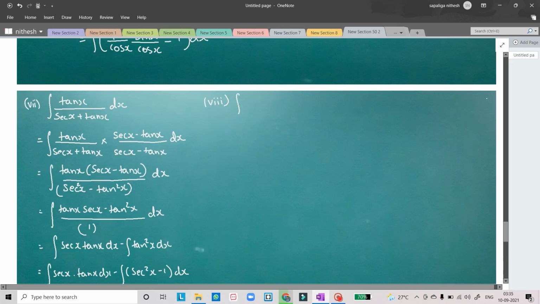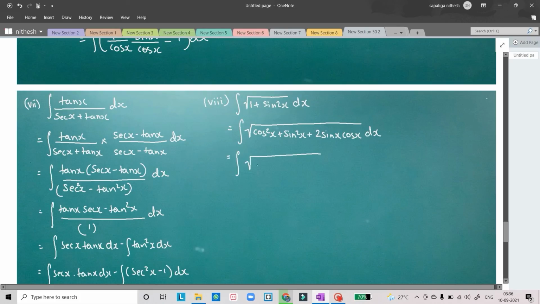Question 8, integral under root 1 plus sine 2x dx. We'll make some adjustment inside the under root. We'll write cos square x plus sine square x in the place of 1, and sine 2x can be written as 2 sine x cos x. Well, if you see, we have cos square x plus sine square x plus 2 sine x cos x. This is nothing but a square plus b square plus 2ab. So we can write this as a plus b the whole square, that is cos x plus sine x the whole square.